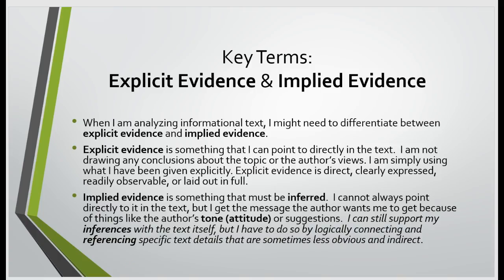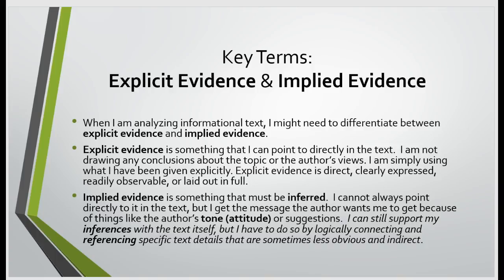All right, a couple of other terms that are good to know when studying this concept, and that would be explicit evidence and implied evidence. So when I'm looking at informational text, I might need to differentiate between this is explicit evidence, but this is implied. Explicit means I can point directly to it. I'm not drawing conclusions, I'm not guessing, I'm not making inferences. I have been told something explicitly by the author. Okay, it's readily observable, it's laid out right in front of me.